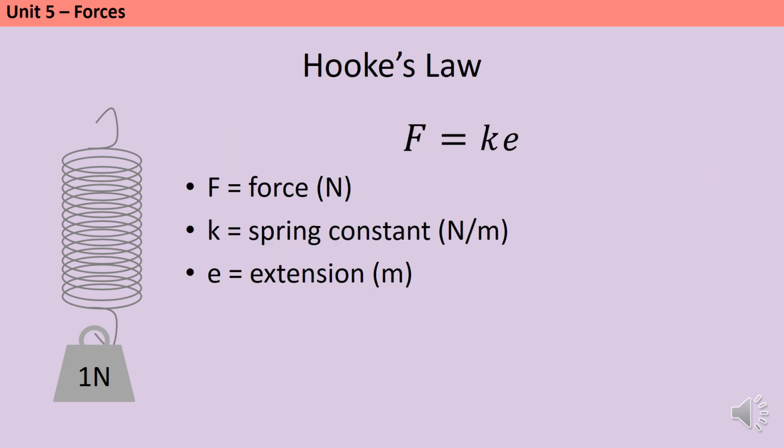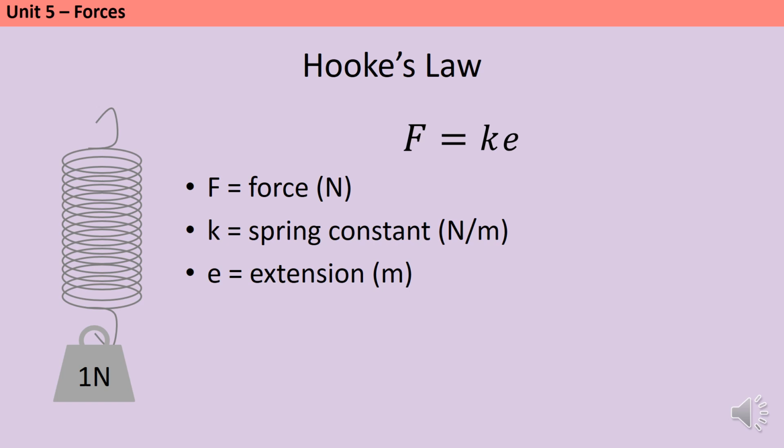As with all of the physics equations, you need to be able to rearrange this one in order to calculate either the spring constant or extension instead of force. Here let's look at rearranging to make extension the subject. At the moment, extension is multiplied by spring constant. So in order to get it on its own and make it the subject of the equation, we're going to need to divide the right-hand side by spring constant.